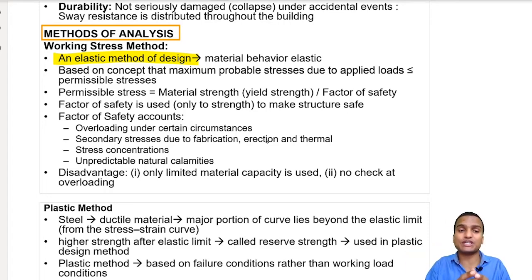Neither do we check for the overloading conditions in WSM. And of course, WSM does not account for the serviceable conditions. When there will be crack development, when there is vibration, nothing is considered. Serviceability is not at all considered.